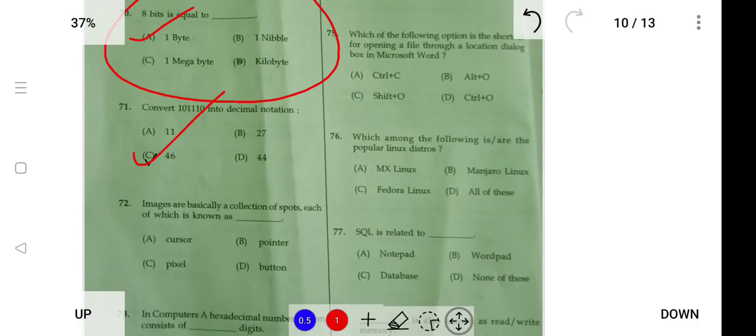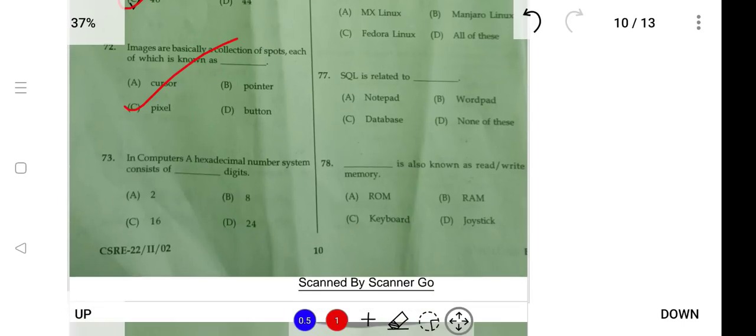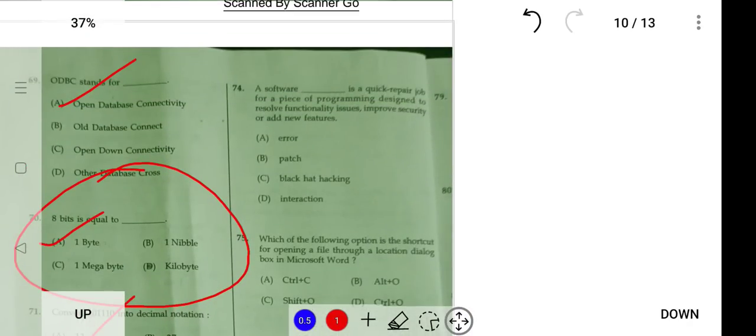Images that are basically a collection of spots, each of which is known as a pixel. In computers, a hexadecimal number is base 16. A software patch is a quick repair job for a piece of programming designed to resolve functionality issues, improve security, or add new features. So it is patch.